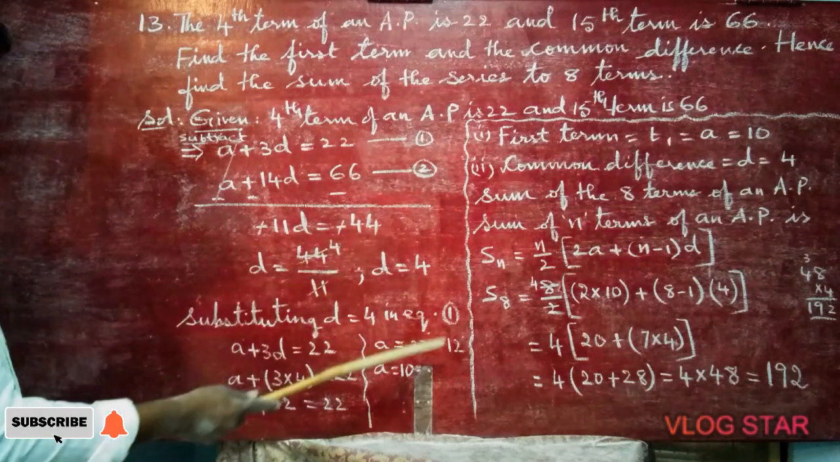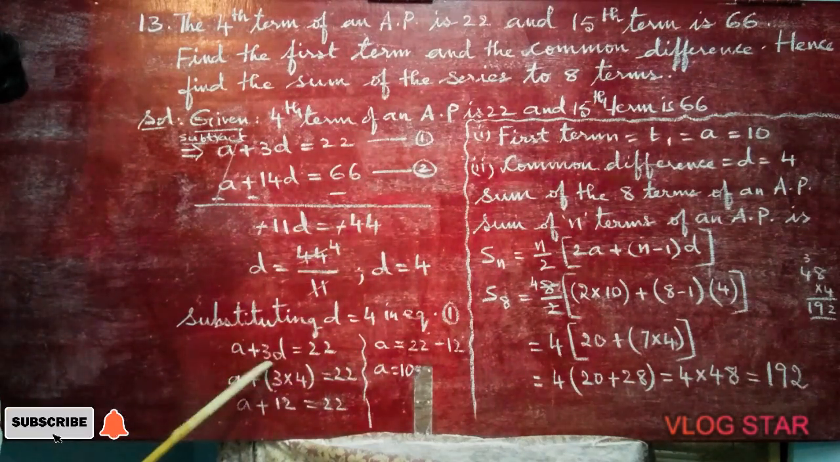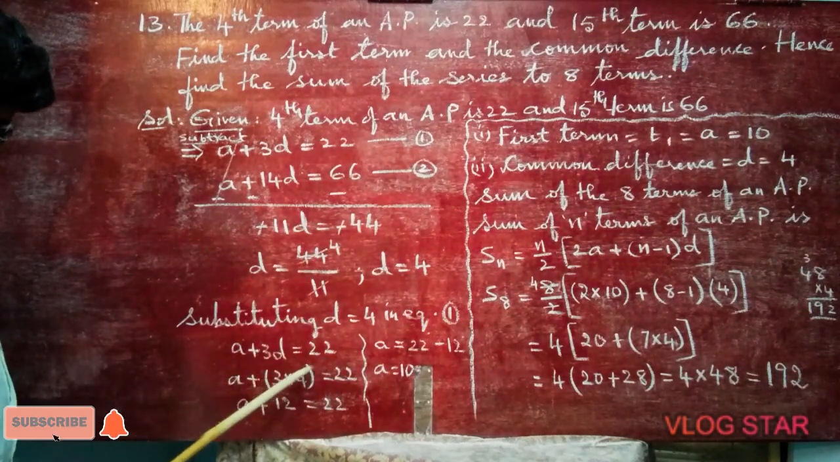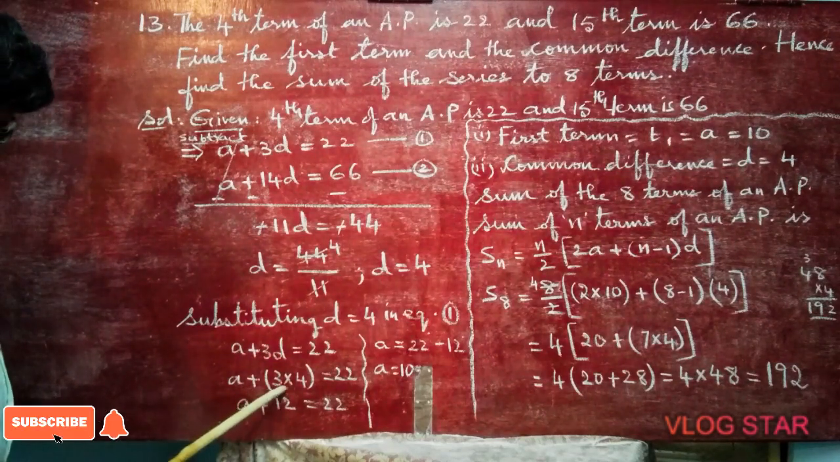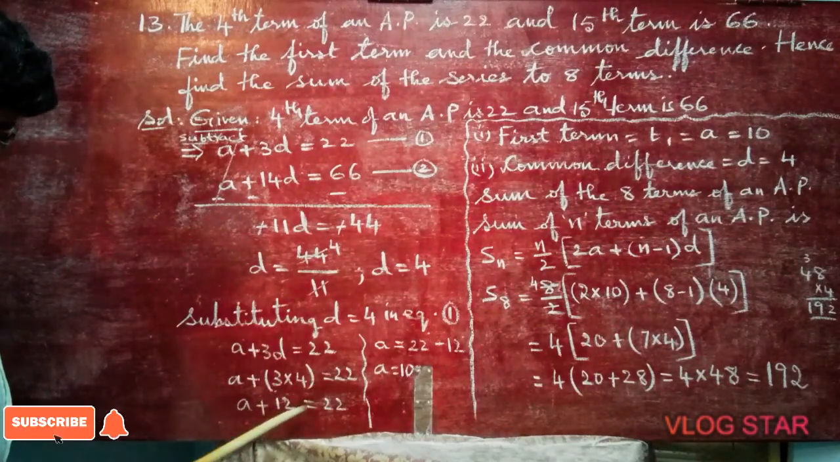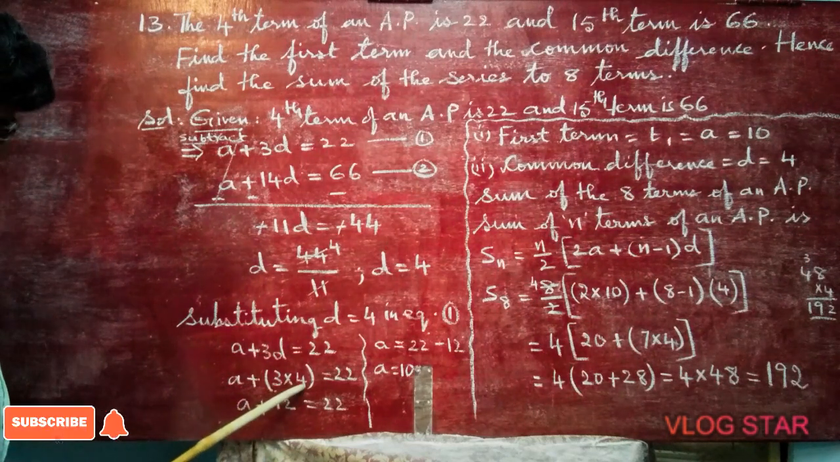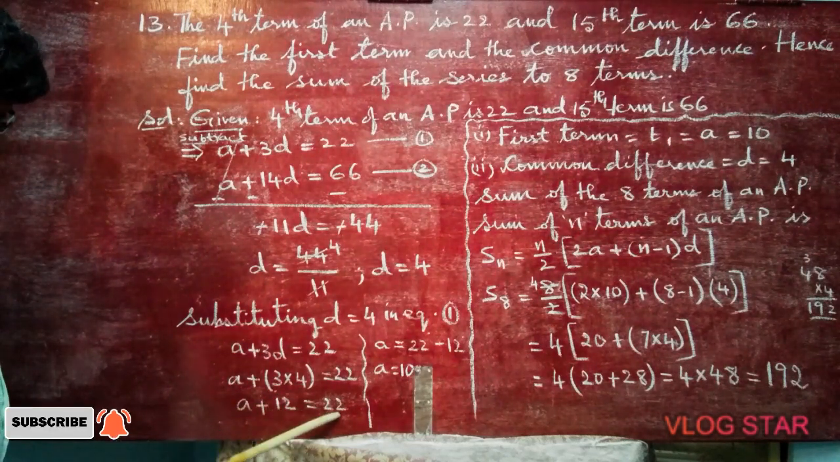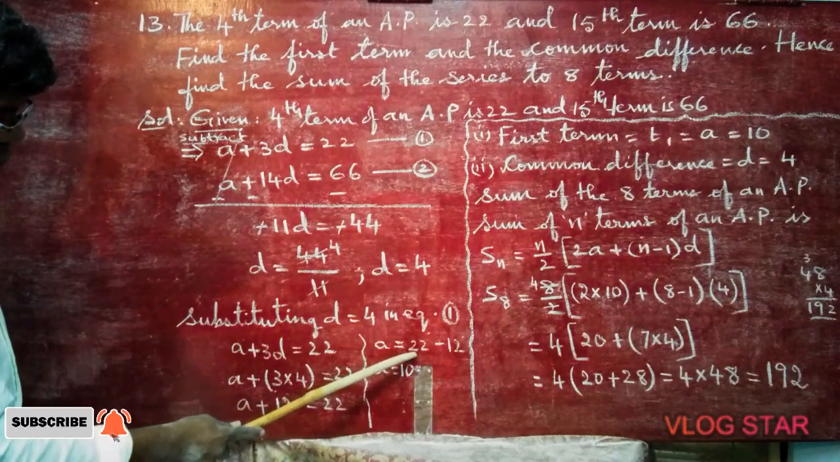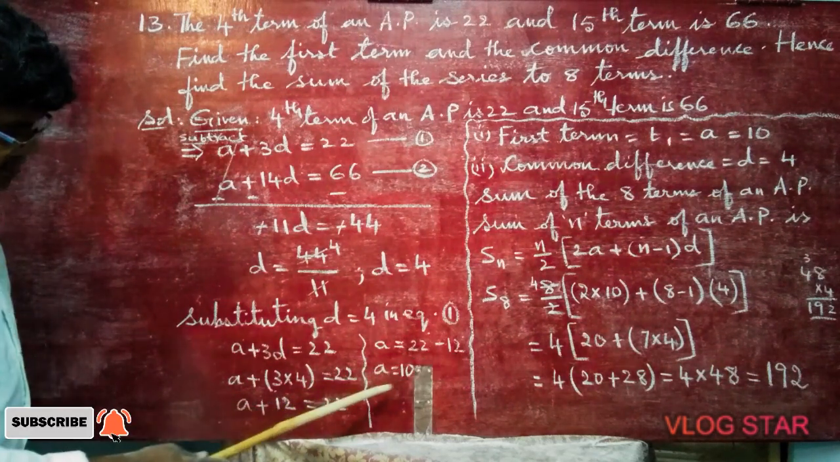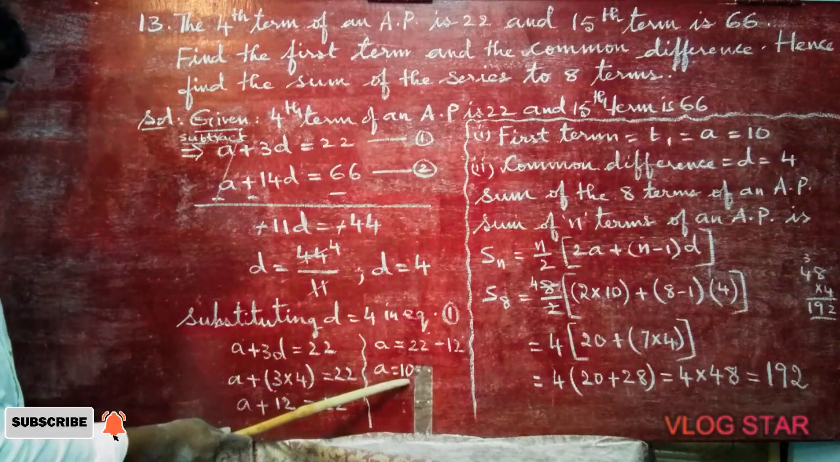Either 1 or 2, that's your will and wish. So A plus 3D is equal to 22. A plus 3 into 4 is equal to 22. A plus 3 4s are how much? 12 is equal to 22. A is equal to 22 minus 12. So A we got as 10.